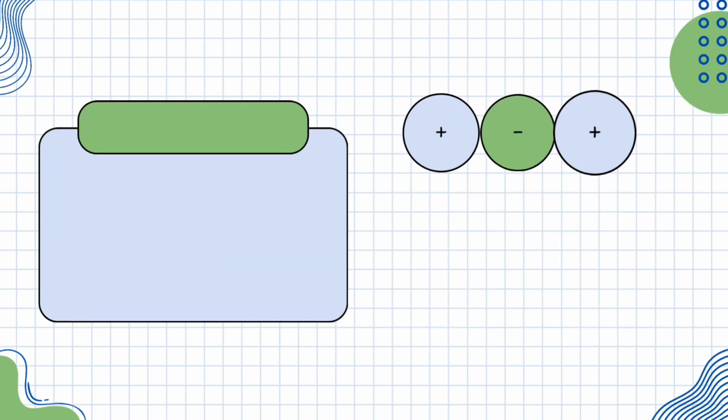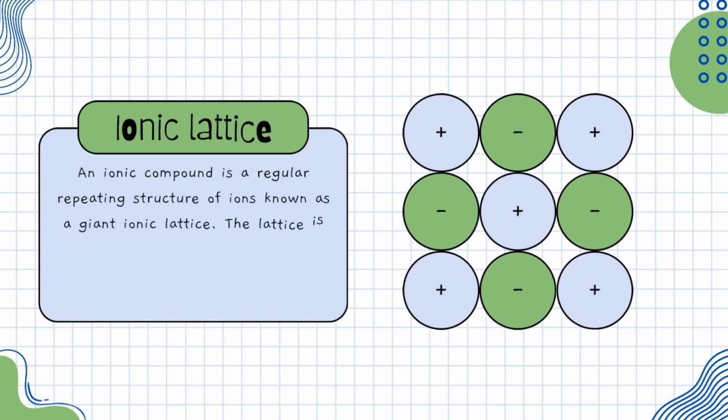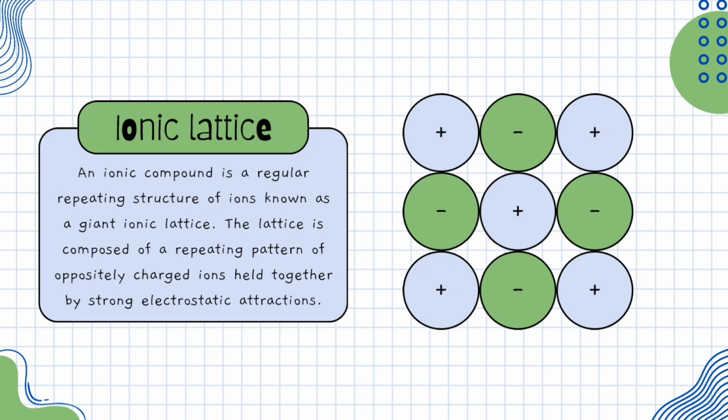Now we will learn what is an ionic lattice. An ionic compound is a regular repeating structure of ions known as a giant ionic lattice. The lattice is composed of a repeating pattern of oppositely charged ions held together by strong electrostatic attractions.